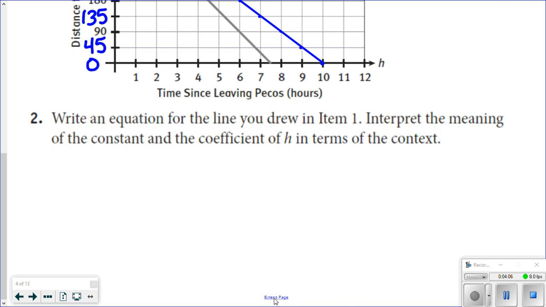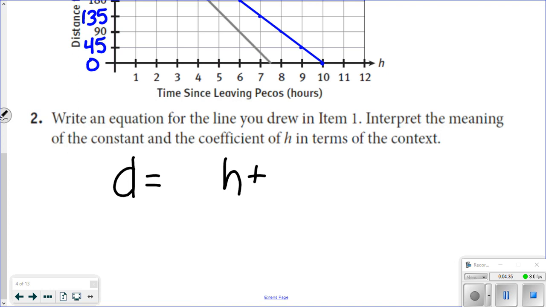Write an equation for the line you drew in question 1. So let's start with distance equals, D equals, my slope plus my y-intercept. So remember, usually we would use y equals mx plus b, but we're using D for distance and H for hours. So what's our slope here? How fast are we driving?